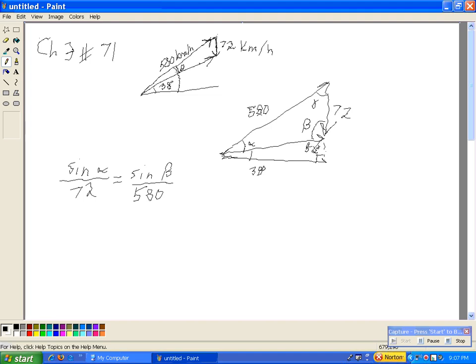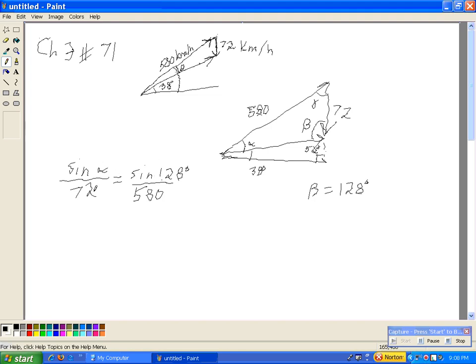Alright, now that we know this is 52 degrees, then we can find the supplemental angle. We find that beta equals 128. Now that you know that, you can plug that into here. 128 is to 580. Great.